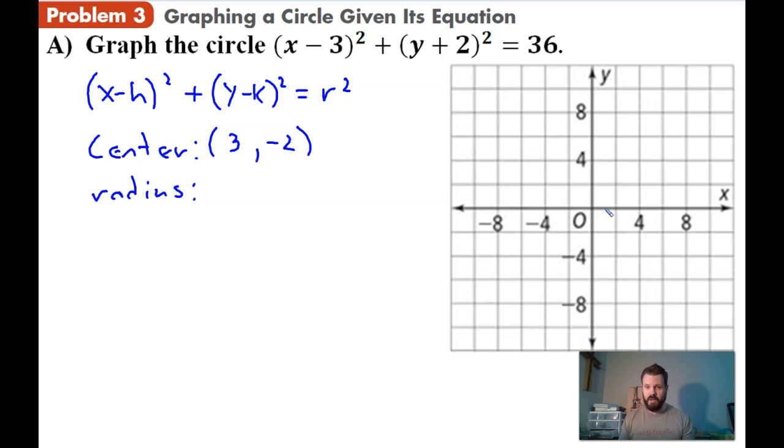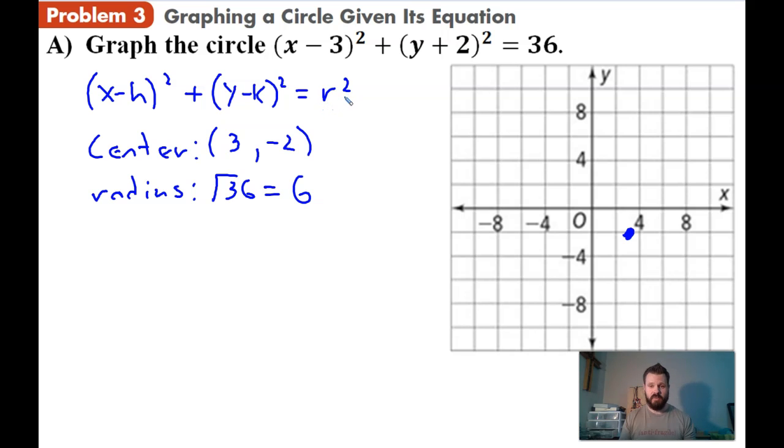We'll go over 1, 2, 3. Looks like we're counting by half units. And down 2. Make my center right there. And then the radius is going to be the square root of whatever number we have here. In that case, that's square root 36, in other words, just 6. I have to take the square root because it's not just the radius at the end of the equation, it's the radius squared.